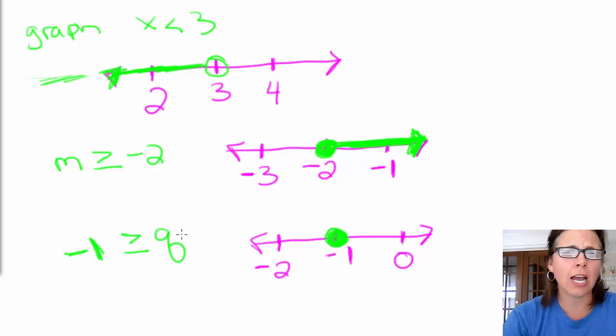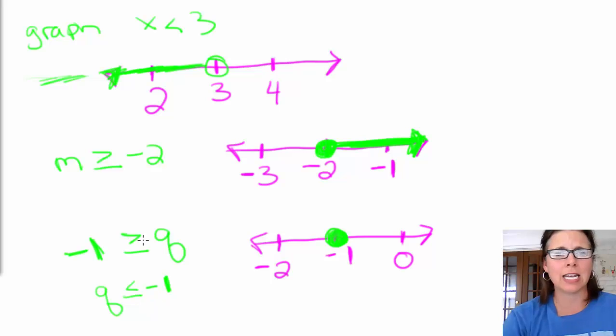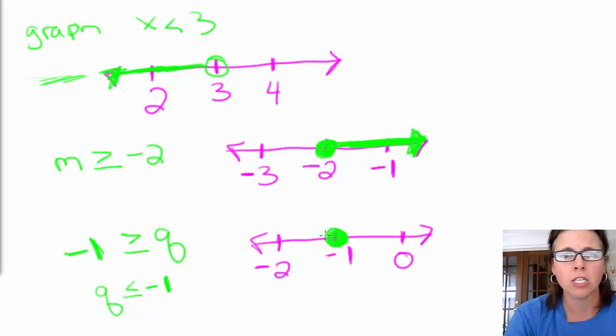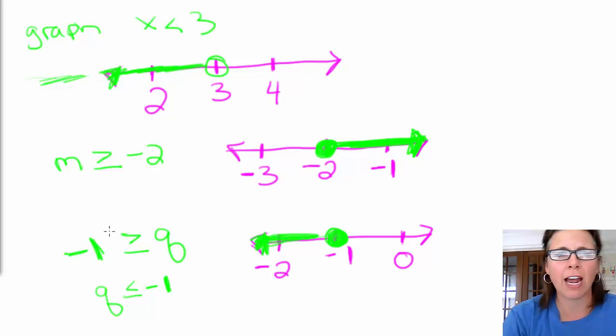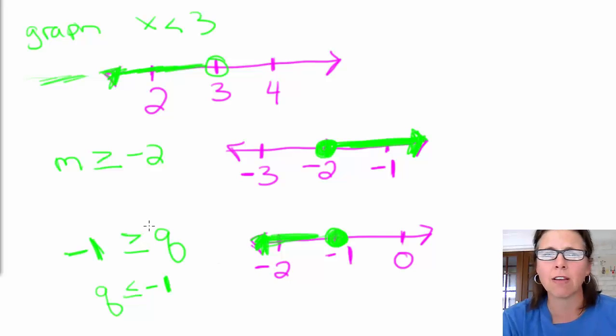But you need to look at it from the Q. Okay, so this is -1 is greater than or equal to Q. But when you go to graph, you need to think of it from the Q. So we're wanting all numbers that are less than -1. Okay, if you were to rewrite this, it would look like this. Q is less than -1. So if you're reading it, Q is less than -1. So you want all the numbers down here. If you can't figure that out, plug these in and see if it works.